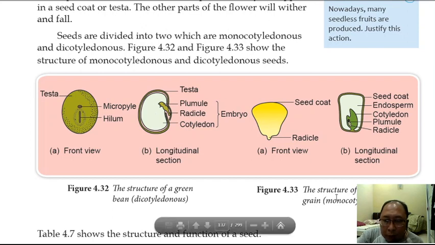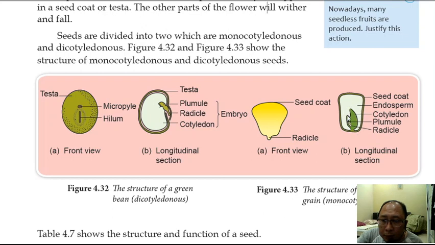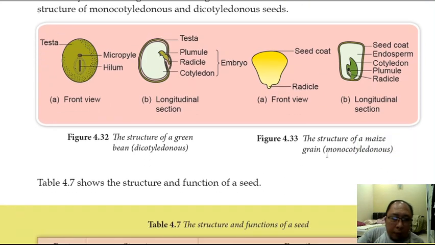So this is the monocotyledon. The structure is like this. Inside the monocotyledon we have the radicle here, the plumule, the cotyledon, endosperm, and seed coat. This is the structure of a monocotyledonous seed.